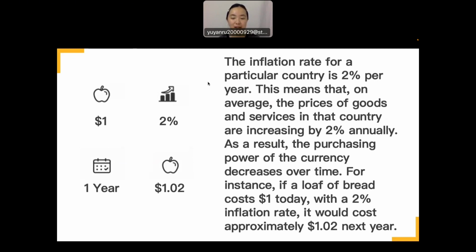So, as we can see in this picture, the inflation rate for a particular country is 2% per year. This means that, on average, the prices of goods and services in that country are increasing by 2% annually. As a result, the purchasing power of the currency decreases over time. For instance, if a loaf of bread costs $1 today, with a 2% inflation rate, it would cost approximately $1.02 next year.